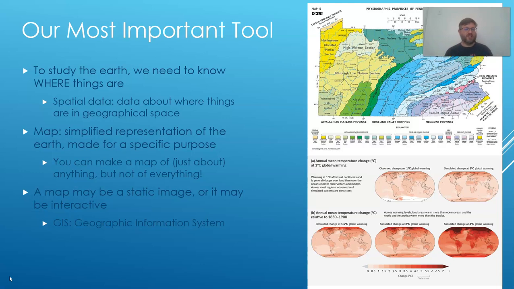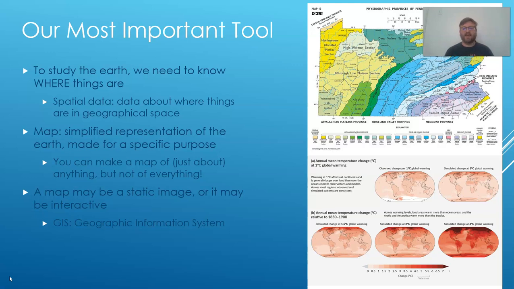And so that where question means that we're going to be looking at what's called spatial data. So spatial data is data about where things are in geographical space, or their location on the Earth. So spatial coming from the word space, right? And space here meaning location on the Earth, not like outer space in the universe. So a map is a simplified representation of the Earth that's made for a specific purpose. So maps represent the Earth. They show us what's on the Earth, but they're always simplified.